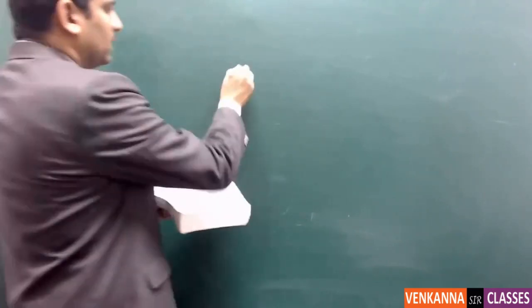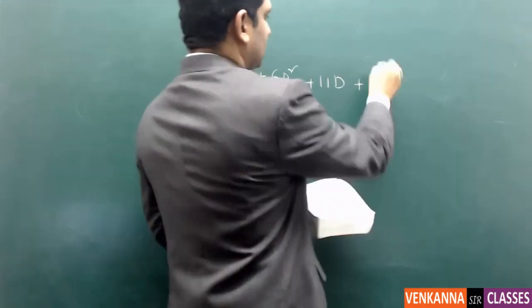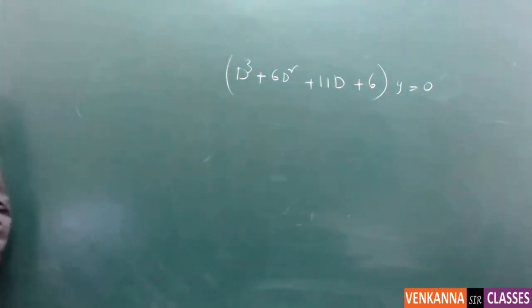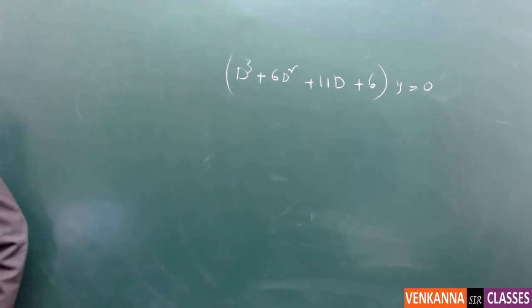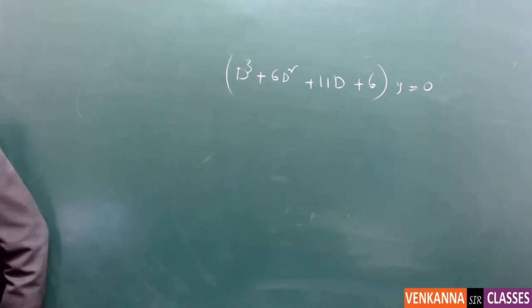So take the problem (D cubed plus 6D squared plus 11D plus 6) of y equal to 0. Please take one minute and solve it for me. You have to write the values of m and give me the numbers. I will write the solution. Let us cross check that.